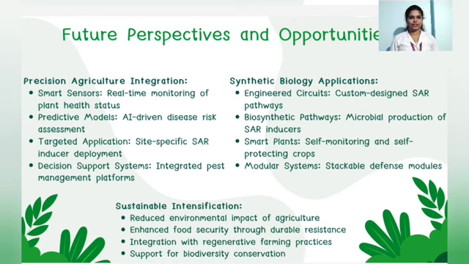Let's move on to the conclusion. Systemic acquired resistance is a powerful defense mechanism in plants that provides durable, broad spectrum resistance. Although it has challenges, it offers great opportunities for sustainable agriculture.